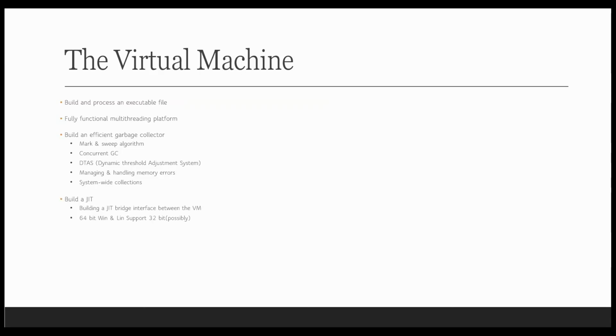We're also going to learn how to build a JIT. This just-in-time compiler, I mentioned it before. It's going to be basically the last thing that we're going to learn how to build, because that takes a lot of time. Now, I plan to support 64-bit Windows and Linux, and possibly 32-bit. I'm not exactly sure if I'll be able to do it in time, because it's a crap ton of work, and I don't want to kill myself trying to get all of this work done.